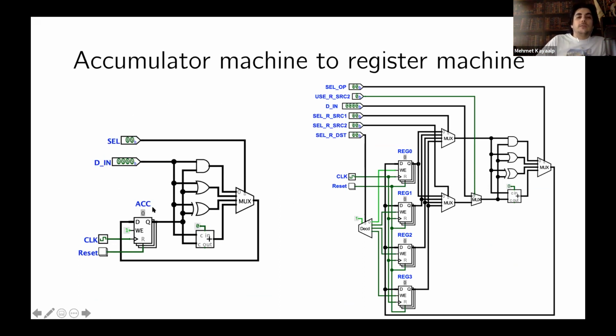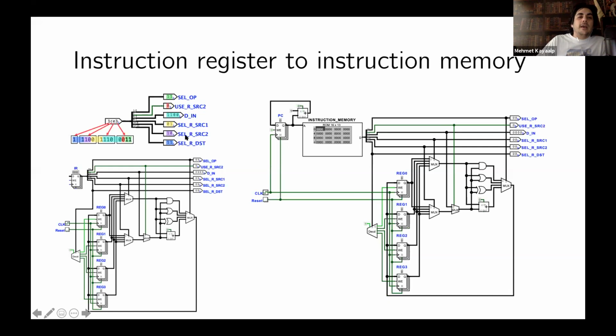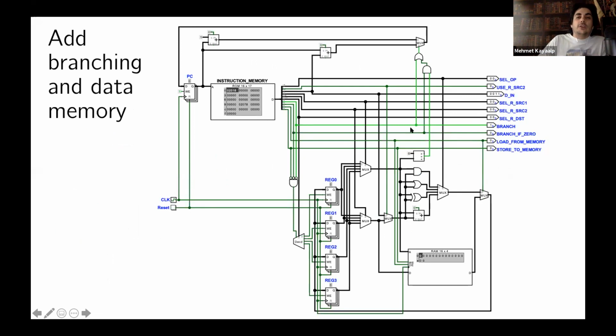So we start with a little bit of a calculator machine with a few operations. Then we add more registers and a way to select source and destination operands. Then we group all those signals into one unified signal and call it the instruction register. And then we provide a way to cycle through instructions in a given memory block. So that's our instruction memory. Then we add branching and data memory. So they end up with this. And this is entirely created by the students by the end of, I believe, the third lab assignment.